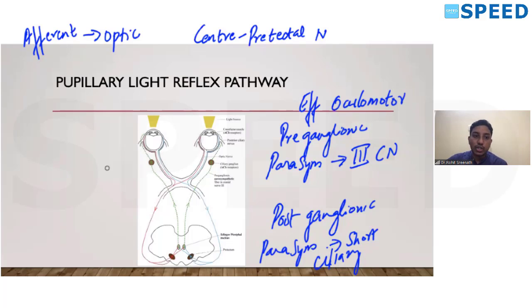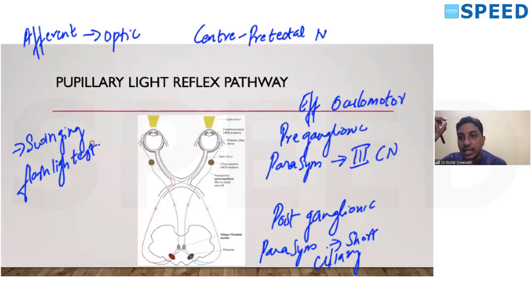In the light reflex, we should know two other important things. We should know something called the swinging flashlight test. When we take a pen torch and shine it at one eye, and then take it to the other eye, both the pupils should simultaneously constrict. If the light reflex pathway is normal, both the pupils will simultaneously constrict.